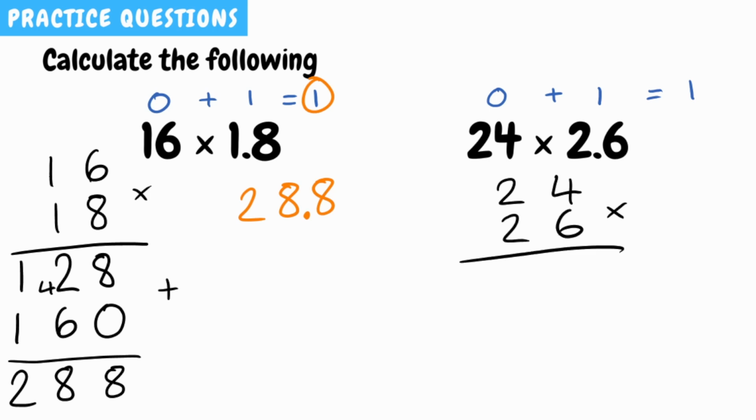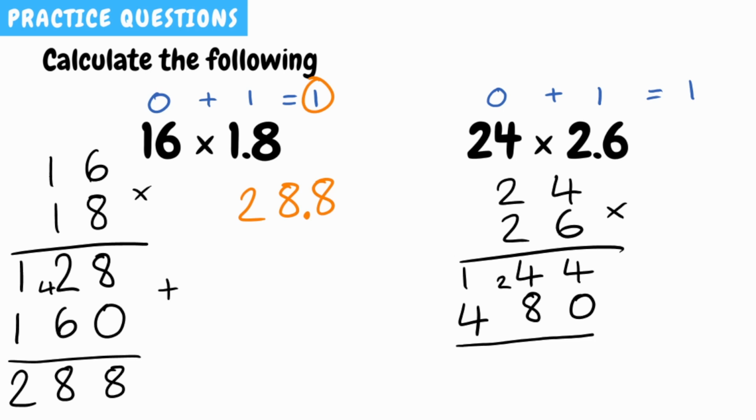So to begin with, we've got 6 times 4, which is 24. So we have a 4 in this column. We're going to carry over a little 2. We're then going to do 6 times 2, which is 12. Add on the 2 we've just carried over, that's 14. So a 4 here and a 1 over here. We're then moving over to that 2 in the tens column. So we need a placeholder in our units column. We then do 2 times 4, which is 8. And then we do 2 times 2, which is 4.